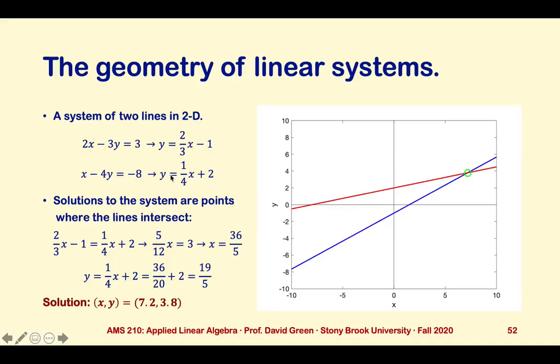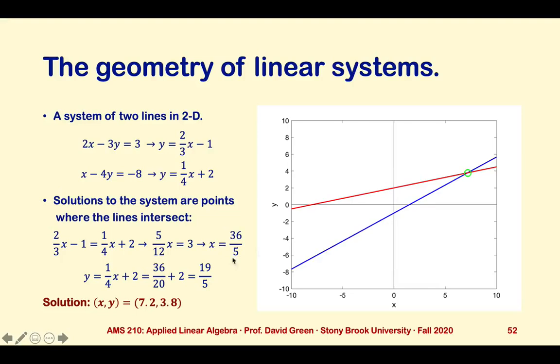Essentially what we do here is we see these 2 equations both have y equals something. An analytical way to solve these is to set both of these equations equal to each other, since they both have to equal y. That gives 2/3 x minus 1 equals 1/4 x plus 2. Rearranging the x's on one side and the constants on the other gives 5/12 x equals 3, or x equals 36/5.